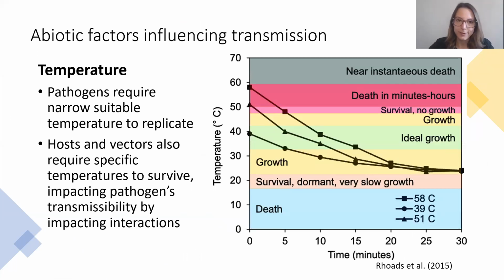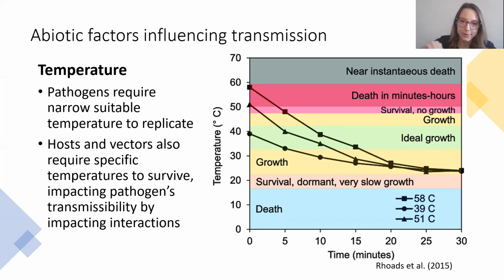So this first example is temperature. Temperature is a really, really important abiotic factor that influences a lot of disease transmission. Pathogens, as you can probably guess, do require a really narrow, suitable temperature to thrive, to replicate, to grow and spread, usually. Some are a little bit more resilient in the environment. And not only that, but hosts and vectors also require specific temperatures to survive. So if a given host is not in the same niche as the pathogen, then they won't be able to interact. There won't be that overlap in niches, and the pathogen won't spread to that host.